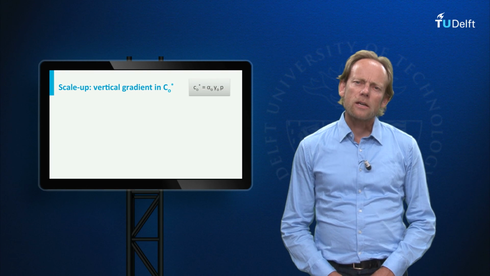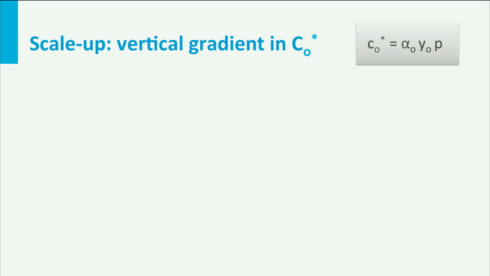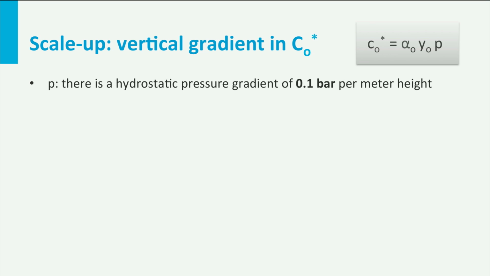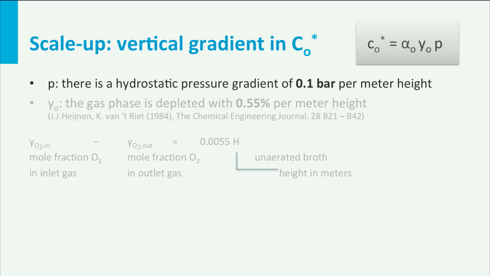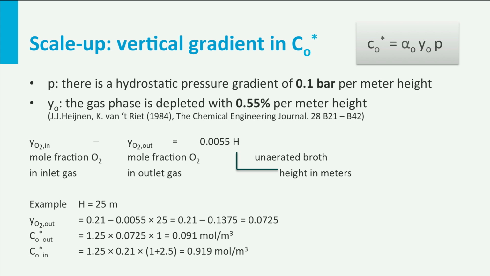A final remark is devoted to scale-up and operation in tall bioreactors. There will be a vertical gradient in the solubility. The pressure decreases with about 0.1 bar per meter height, and the gas phase is depleted with about 0.55% oxygen per meter. For a 25 meter tall bioreactor, the solubility can decrease from 0.919 moles per meter cubed at the bottom to a poor 0.091 mole per meter cubed at the top.